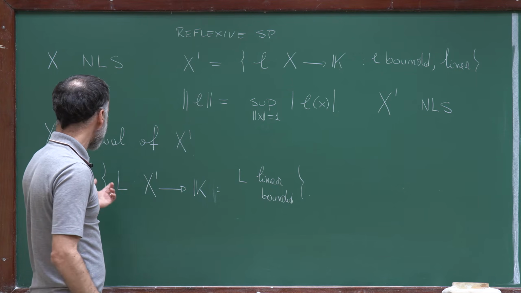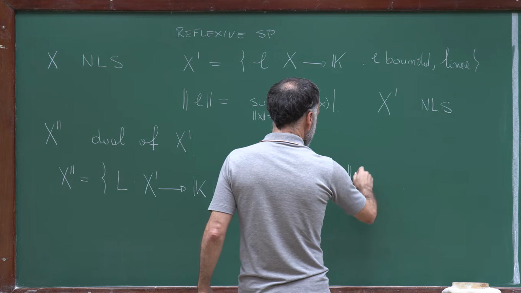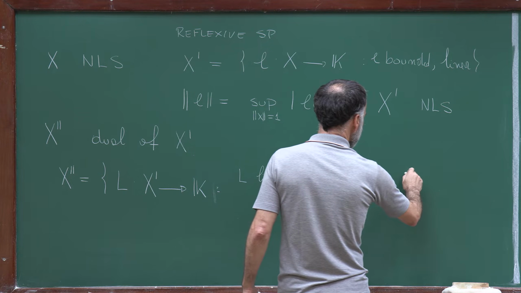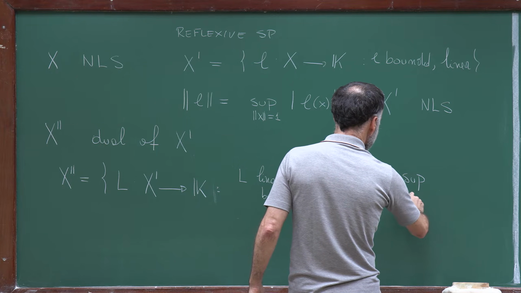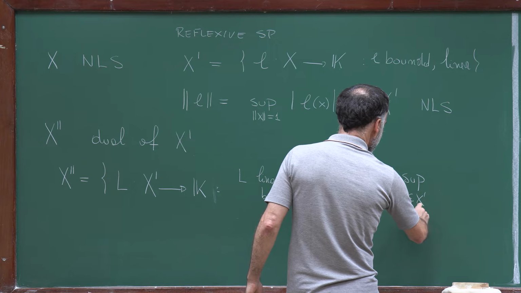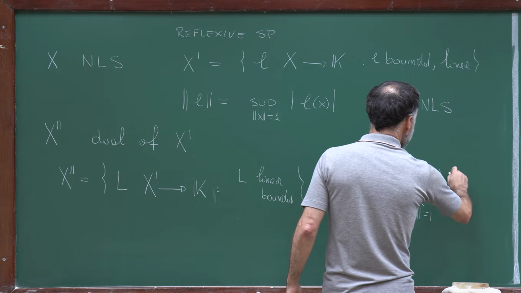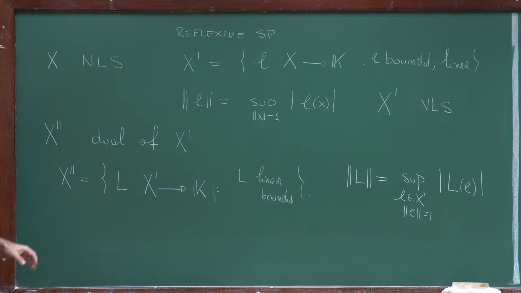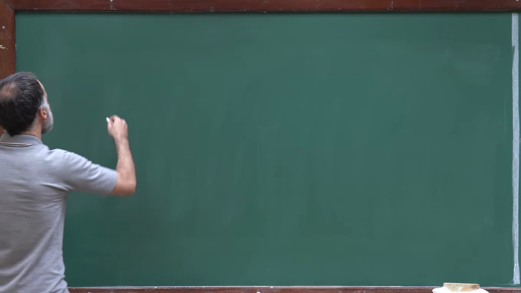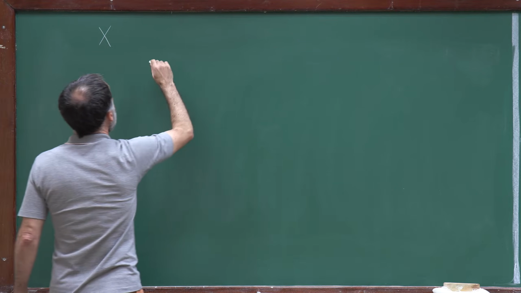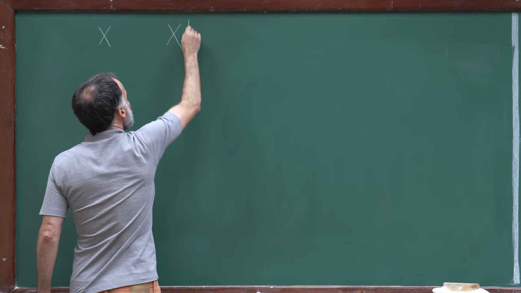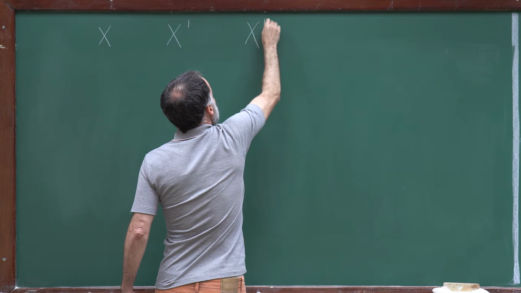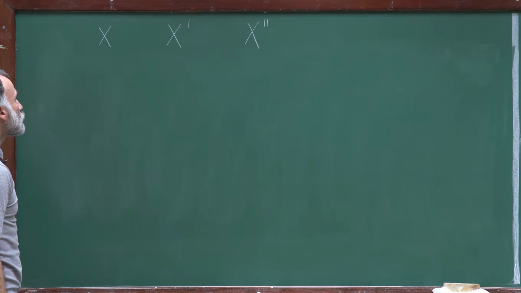And as we did, we can define the norm of L as the supremum over all l in X prime, whose norm is equal to 1, of |L(l)|. So we'll study today this space, which is the dual of the dual space of X. So let me start with an example. We have X, our normed linear space, X prime the dual, and X double prime the dual of the dual.